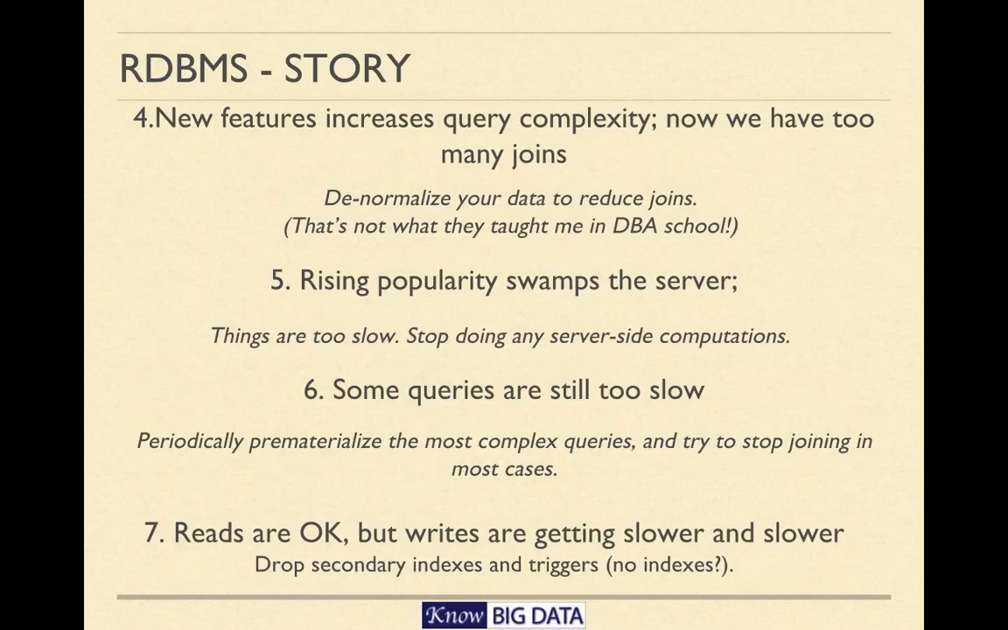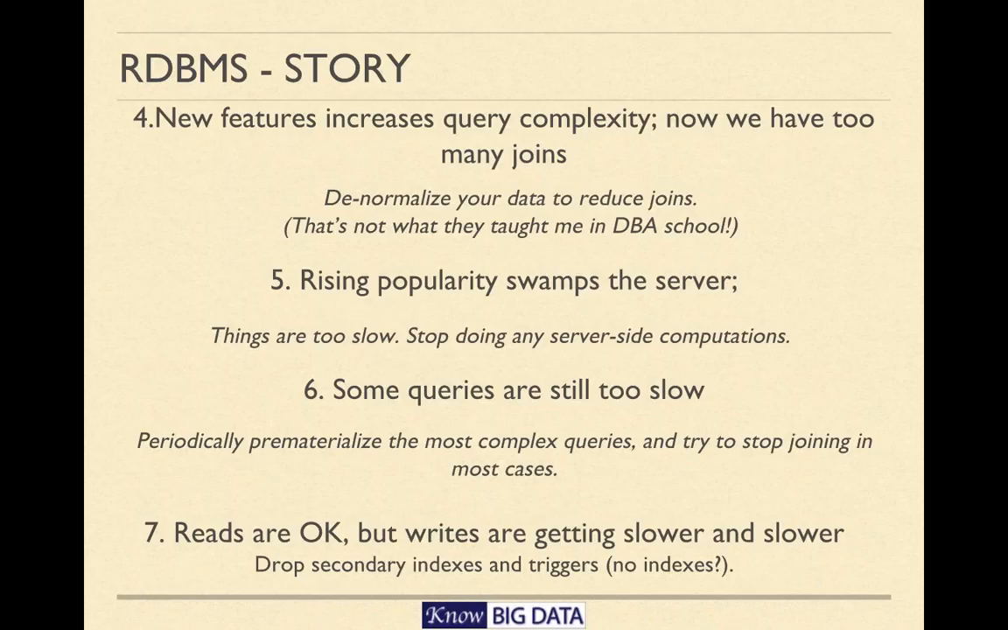So we stopped doing all kinds of server side computation, and still there would be some queries that are too slow. So what you start doing is you start periodically pre-materializing the most complex queries, and you try to stop joining in most cases. What does pre-materializing mean? It means we know that there is going to be traffic on this object very soon. So as soon as an object is modified, we again prepare everything quickly so that before the next query comes in, we have everything ready.